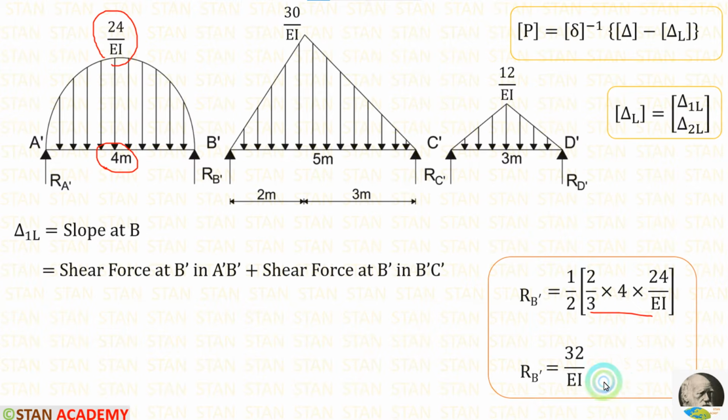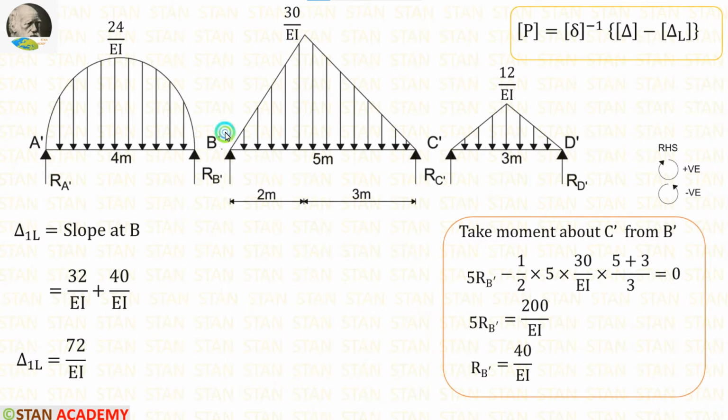When we apply in the formula, we are getting RB dash equal to 32 upon EI. Now let us calculate RB dash in the beam B dash C dash. This diagram is not symmetrical, so we have to take moment to find out RB dash. To calculate RB dash, I am going to take moment about C dash. In this case, I am moving towards right hand side. Clockwise will be positive and anticlockwise will be negative.